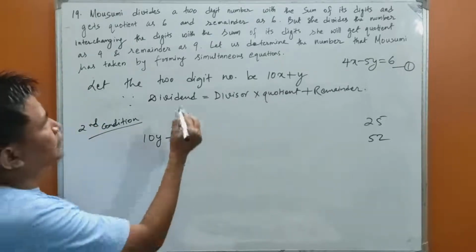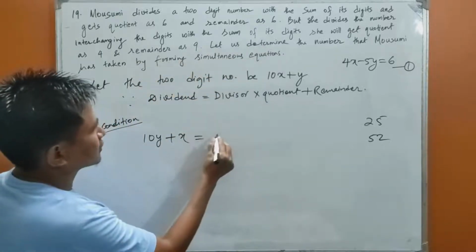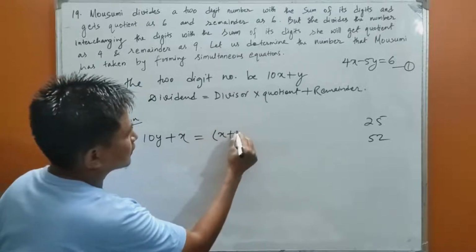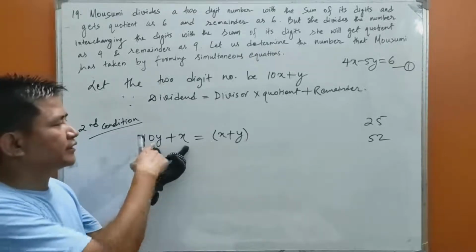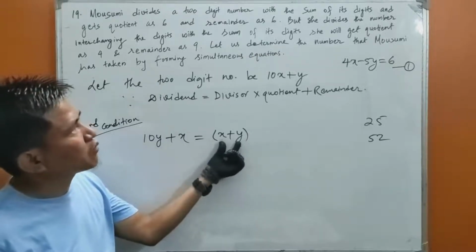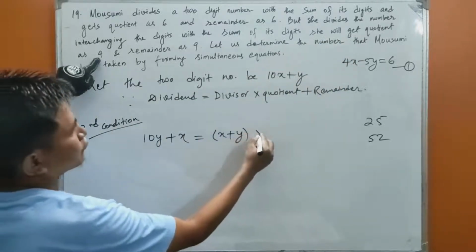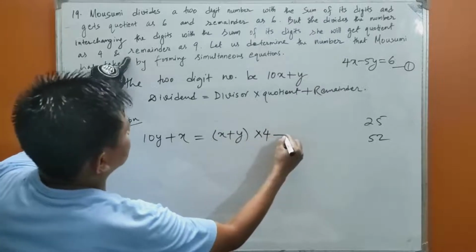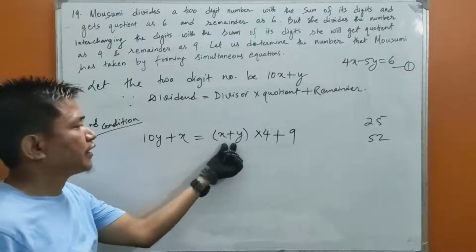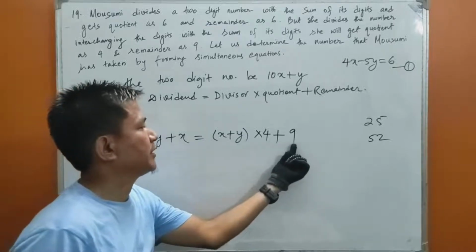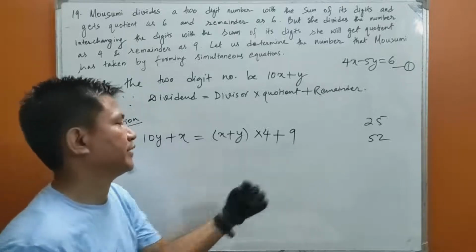When this number is divided by the sum of its digits, in this case also the divisor is the sum of its digits, x plus y. This is the divisor and this is the dividend. The new dividend is this. It is divided by the sum of its digits, and in that case she will get quotient 4 plus remainder 9, isn't it? Dividend equals divisor into quotient plus remainder.